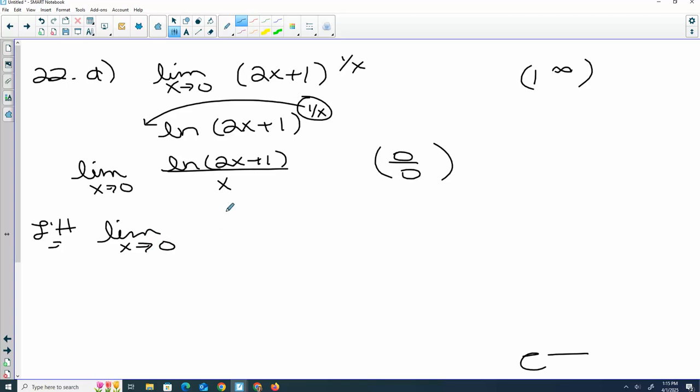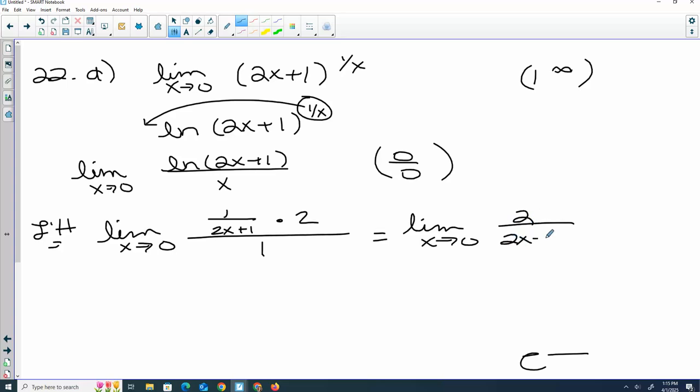Derivative of a natural log is 1 over the argument. Chain rule though, derivative of the inside is 2. 2 over 2x plus 1. And the x's are actually zeros, so what we get is 2 over 1, or 2. And then e squared.